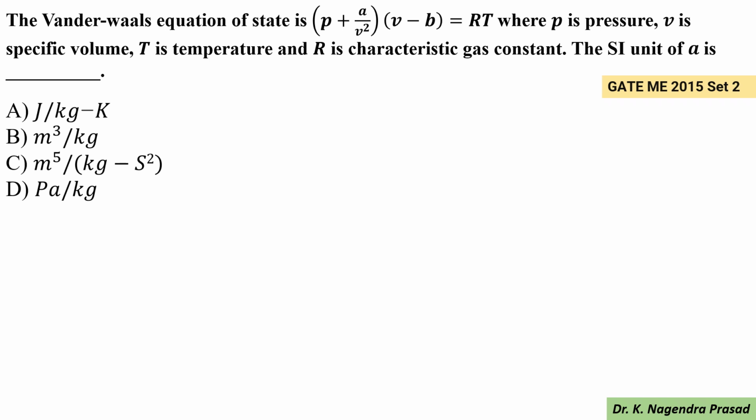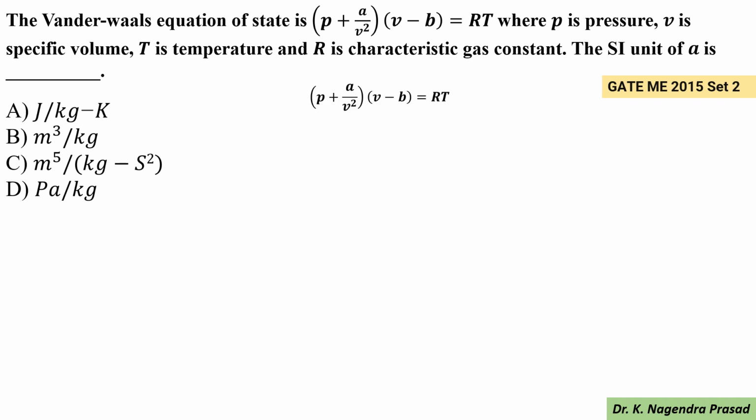The Van der Waals equation of state is (P plus a by v square) into (v minus b) equal to RT, where P is pressure, v is specific volume, T is temperature and R is the characteristic gas constant. The SI unit of constant a is dash. Option A, joule per kg Kelvin. Option B, meter cube divided by kg. Option C, meter to the power 5 divided by kg second square. Option D, Pascal divided by kg. So let's see the solution.